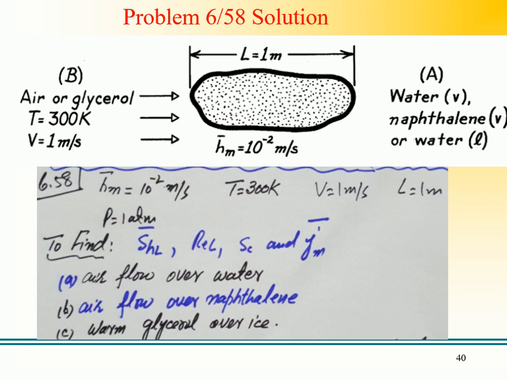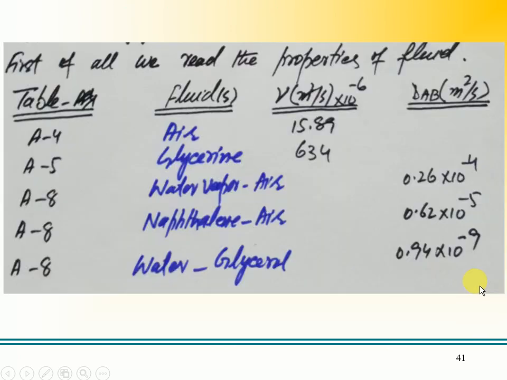First, the three conditions: airflow over water, airflow over naphthalene, and warm glycerol over ice, right? These are the conditions that we will discuss. First of all, we read the properties of the fluid from a table. I need the kinematic viscosity and the DAB binary diffusion coefficient. For air, from table A4, I read the value of the kinematic viscosity. From A5, I read the value of kinematic viscosity for glycerine.